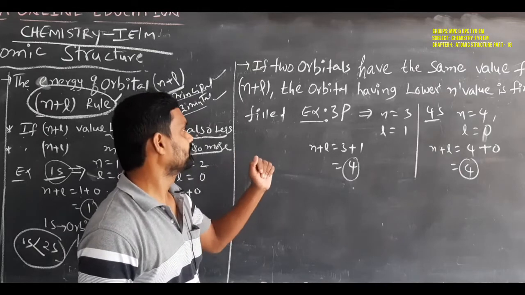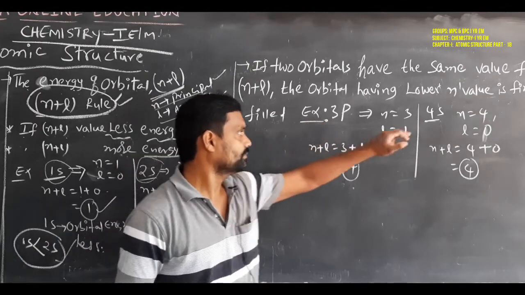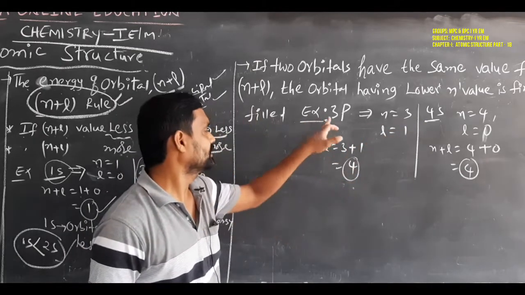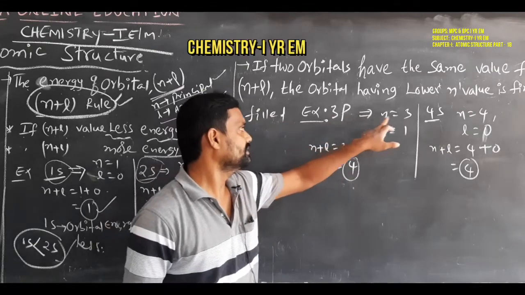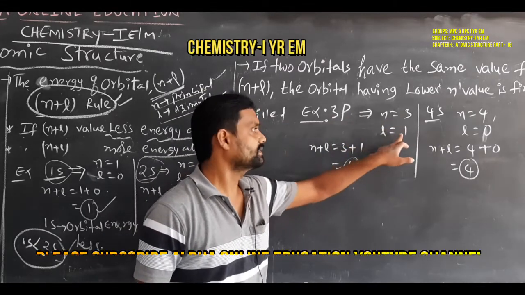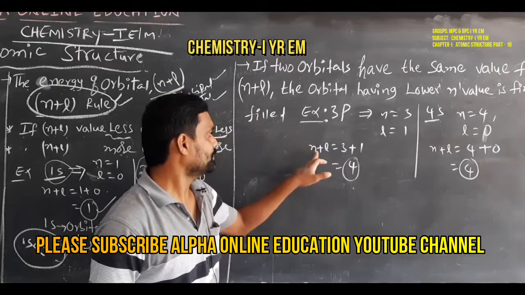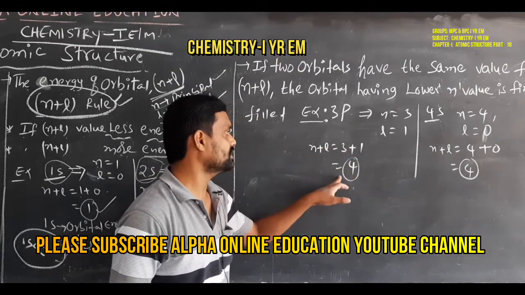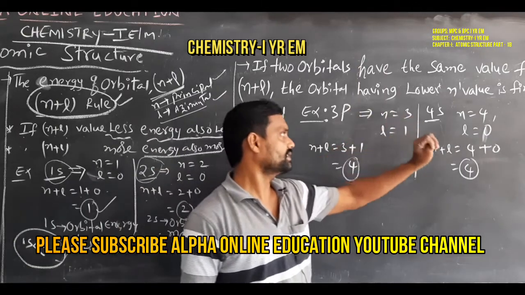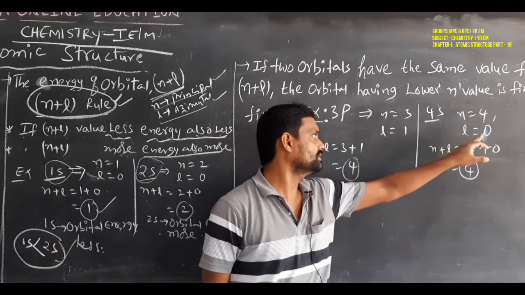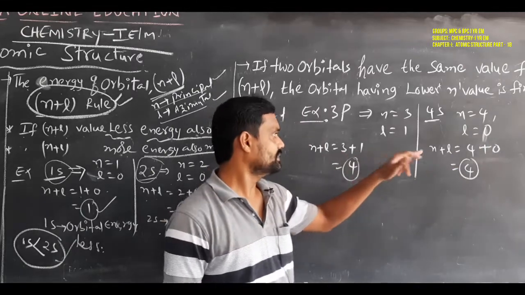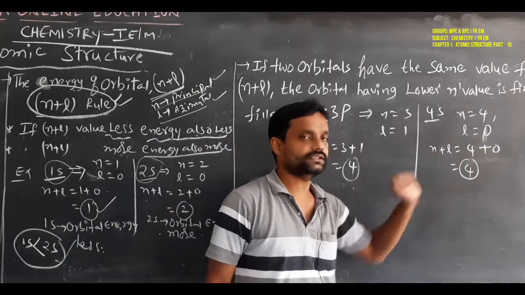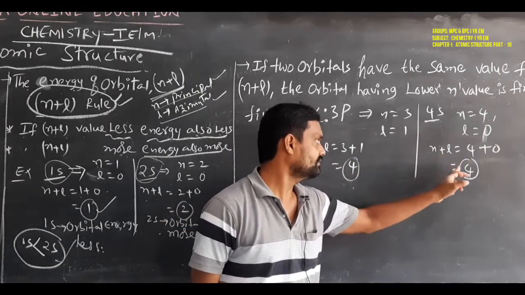For example, 3p orbital, 4s orbital. For 3p orbital, n is equal to 3, l is equal to 1. So n plus l is equal to 3 plus 1, which means 4. For 4s orbital, n is equal to 4, l is equal to 0. So n plus l is equal to 4 plus 0, which means the n plus l value is 4.